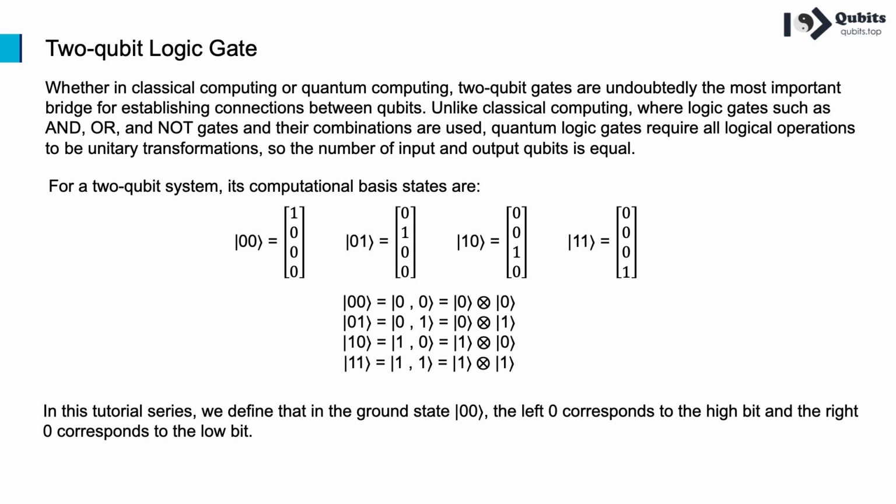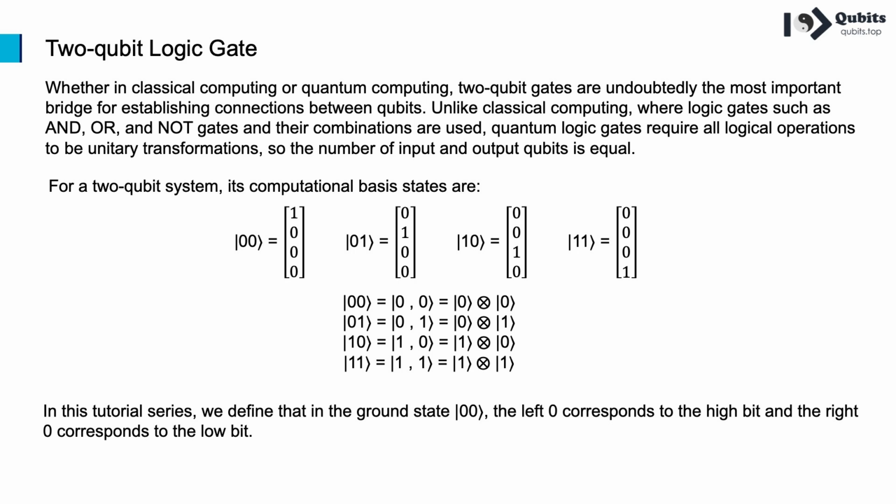A qubit is a unit of quantum information that can exist in two states, usually denoted as 0 and 1. However, unlike classical bits, qubits can also exist in a superposition of these two states, meaning they can be both 0 and 1 at the same time.